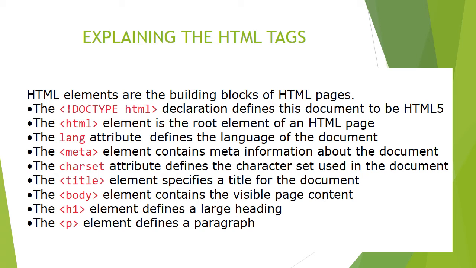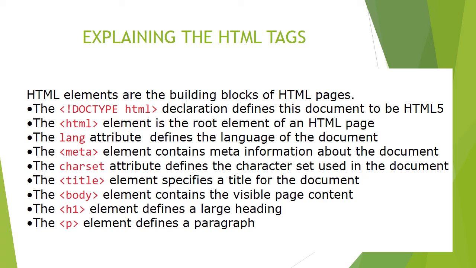The next is the HTML element. It is the root element of an HTML page. Since you're coding using HTML, you're supposed to start with the HTML tag to help the browser understand that it is an HTML page you are dealing with. Now the lang attribute defines the language of the document. The lang attribute in our previous slide said en. En means English. For French, FR, and so on.